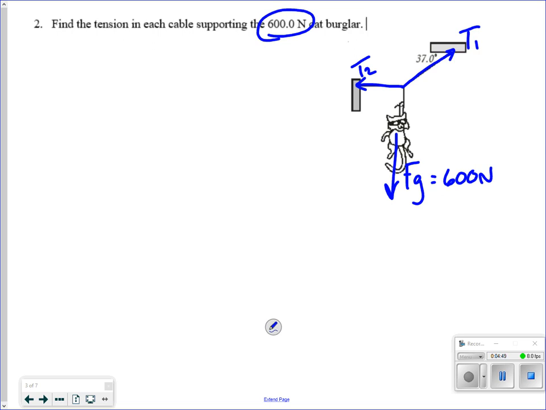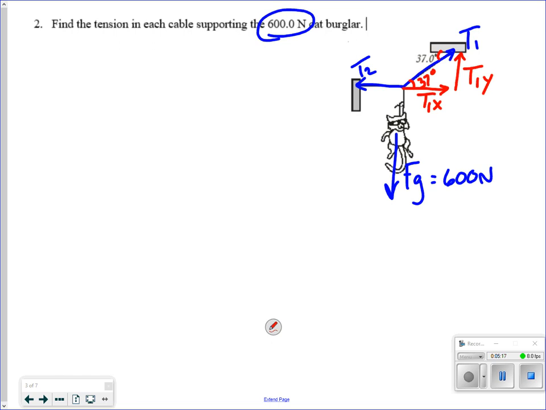Now, thanks to wonderful old geometry, since, let's face it, this is my sideways vector, I can break that up into left and right thanks to alternate interior angles. That's going to be 37 degrees. So I'm going to call this T1x. I'm going to call this T1y. And then I'm going to take a look at what I can do with that.